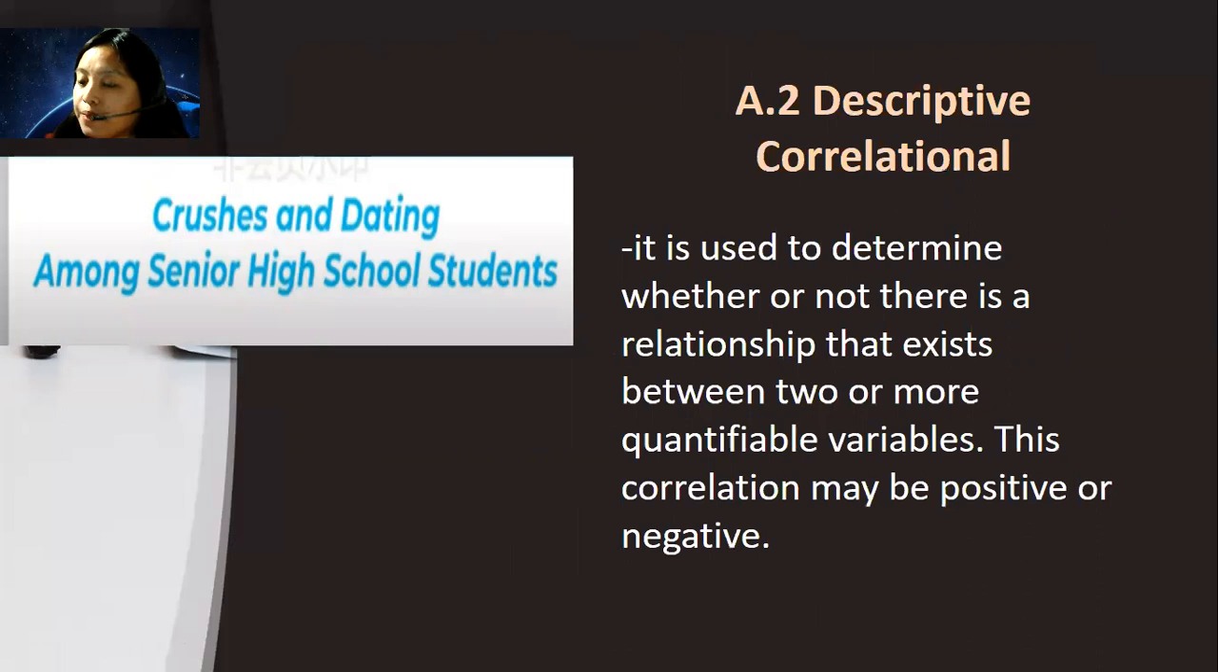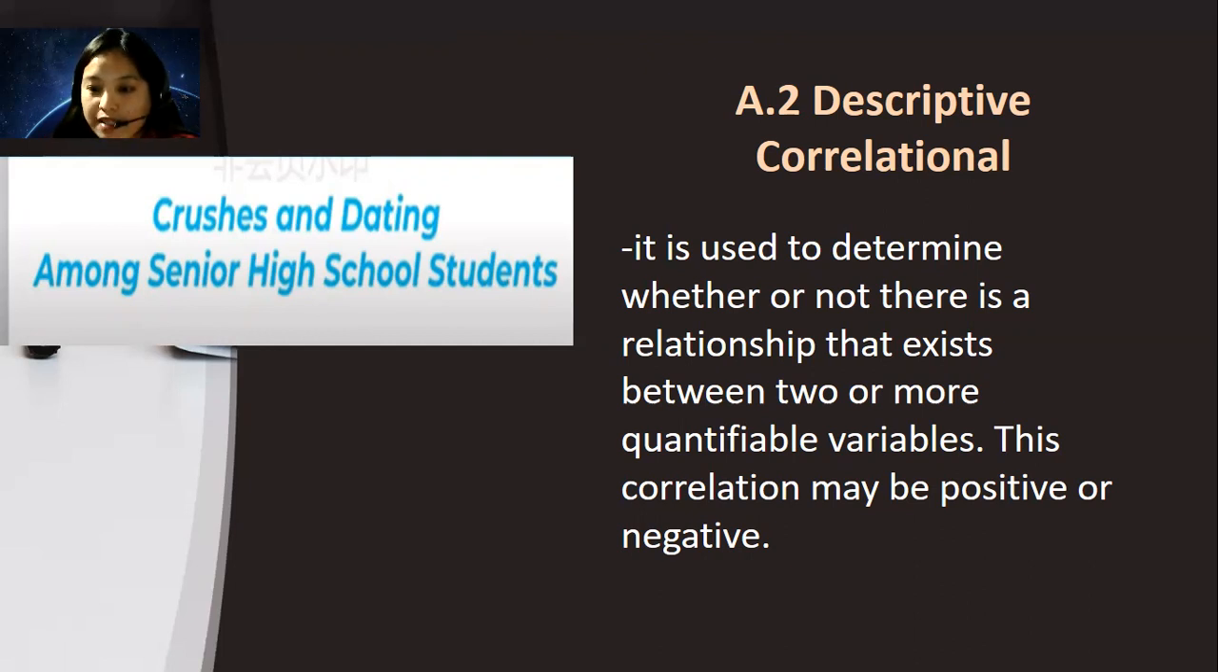And next is the descriptive correlational. In descriptive correlational, it is used to determine whether or not there is a relationship that exists between two or more quantifiable variables. So this correlation may be positive or negative. And I've actually found here another example of a research title, which is Crushes in Dating Among Senior High School Students. So we're going to look for the relationship, whether this occurrence can benefit one another or whether there is more of a negative effect.